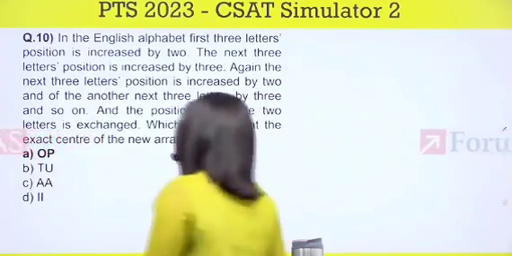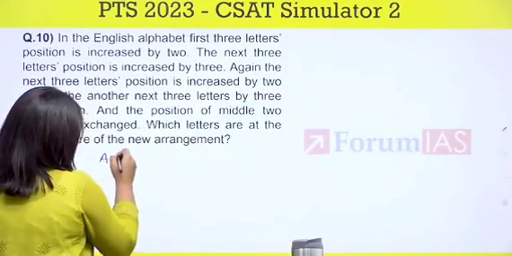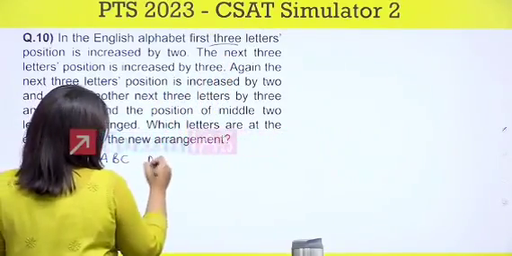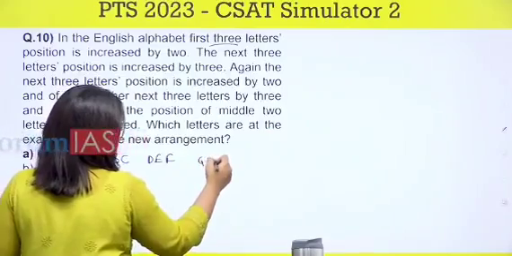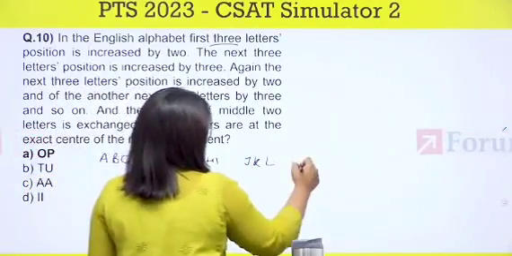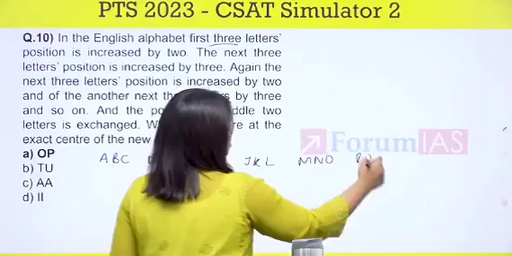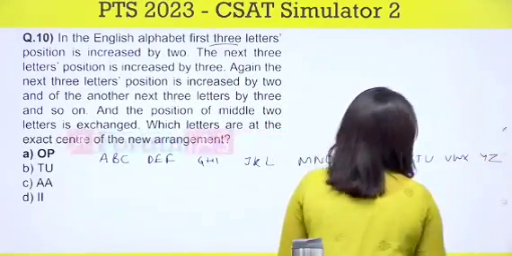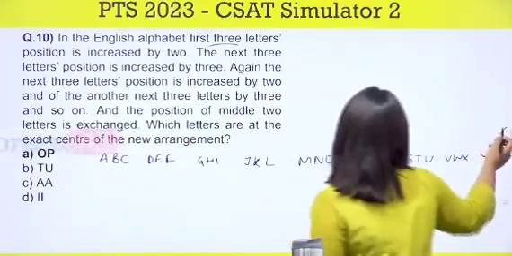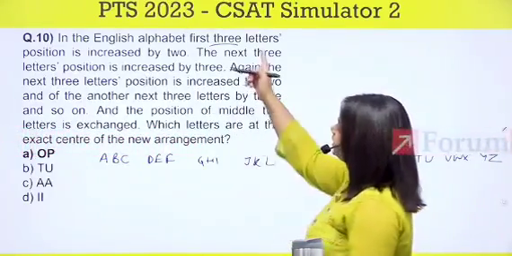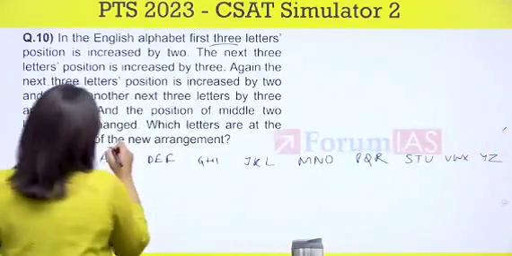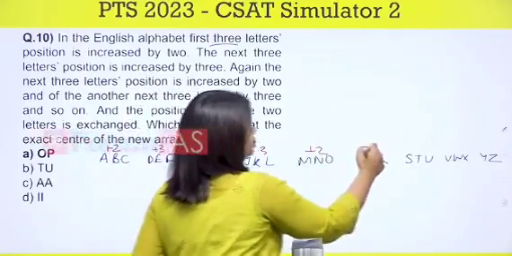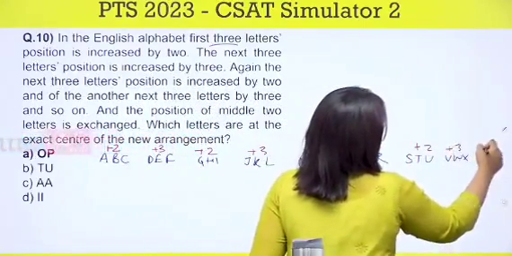Now, let's do this. You have 26 letters. So, A, B, C, and we have to move in groups of 3. So, I'll write in groups of 3. A, B, C, D, E, F, G, H, I, J, K, L, M, N, O, P, Q, R, S, T, U, V, W, X, and Y, Z. What are they saying? That for the first 3 letters, increase by 2. So I have to do plus 2 here, then plus 3 here, plus 2 here, plus 3 here, plus 2 here, plus 3 here, plus 2, plus 3, plus 2.